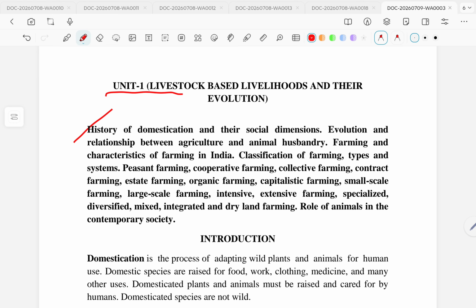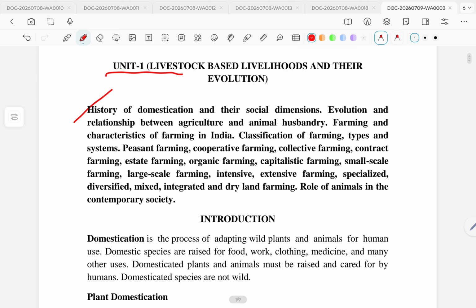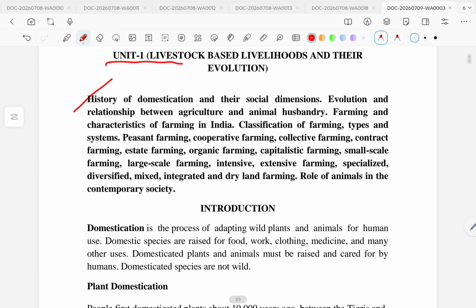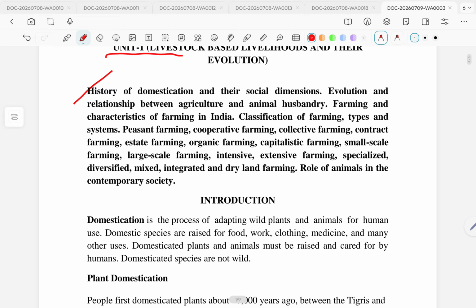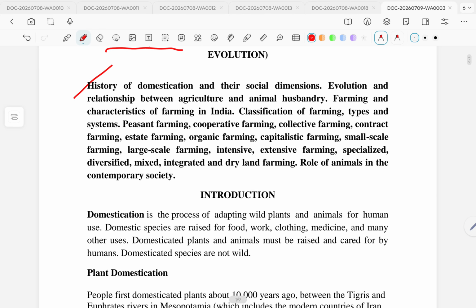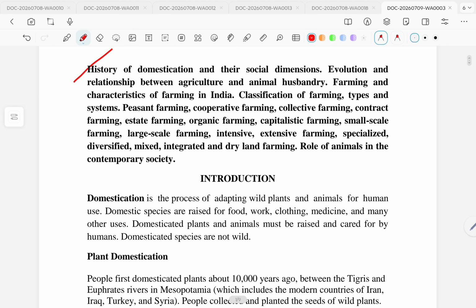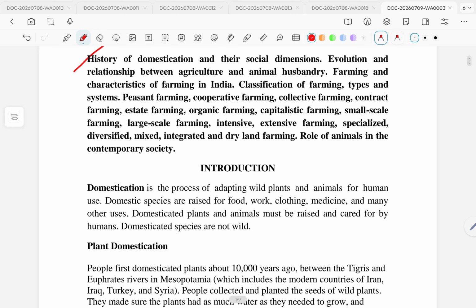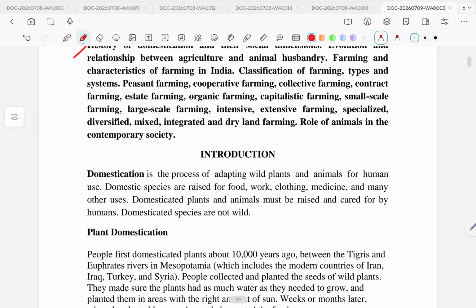Farming and characteristics of farming in India. Classification of farming, types and systems: peasant farming, cooperative farming, collective farming, contract farming, estate farming, organic farming, capitalistic farming, small scale farming, large scale farming, intensive and extensive farming, specialized, diversified, mixed, integrated, and dry land farming. Role of animals in contemporary society.